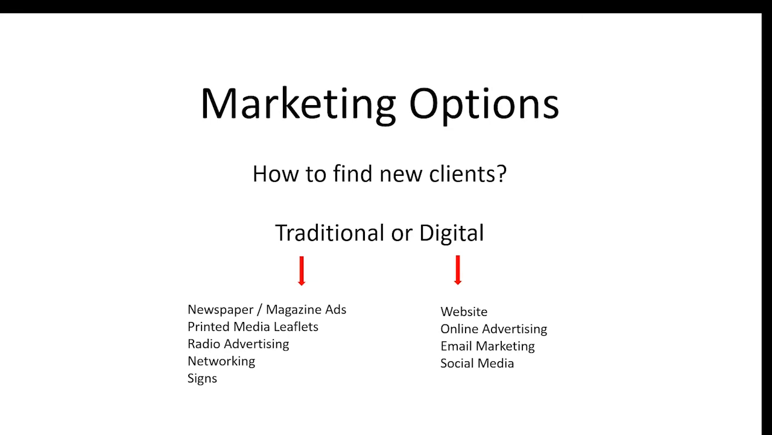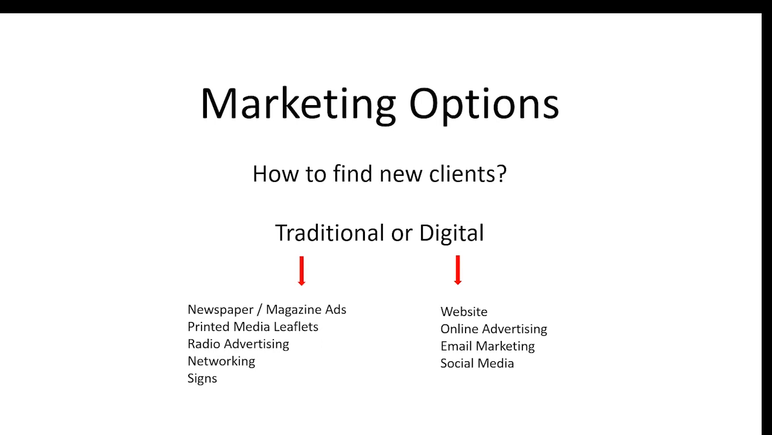Okay, so let's start with a bit of background information. When it comes to marketing, there's a variety of different options. There's traditional style marketing, such as newspaper ads, magazines. It might be graphics on the side of a vehicle, radio and television advertising, getting out there and networking and meeting other people locally.